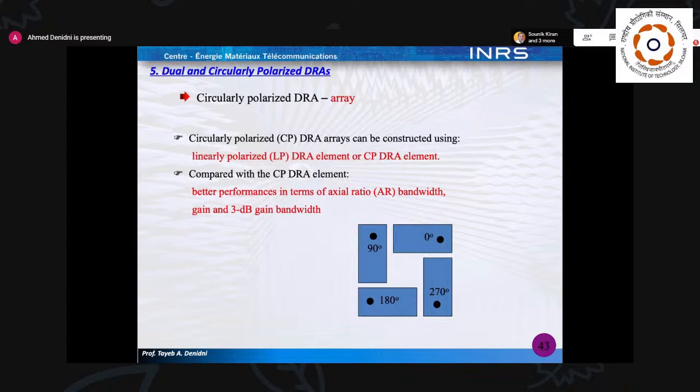The advantage of this technique is that we can generate a broadband operation and also increase the gain. This means we have two objectives: a good bandwidth and high gain. Maybe we can even go up to 3 to 6 dB gain. The gain comes from the array factor, and the circular polarization comes from this phase distribution of the antenna array.